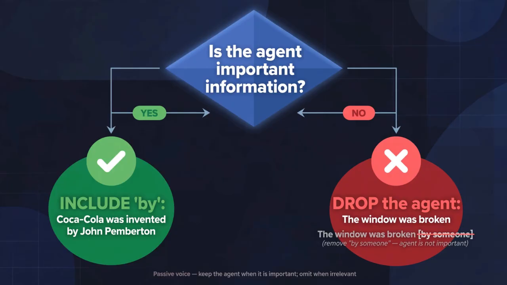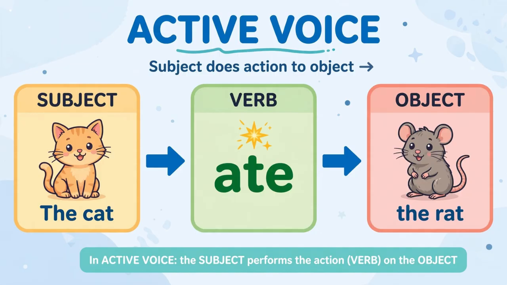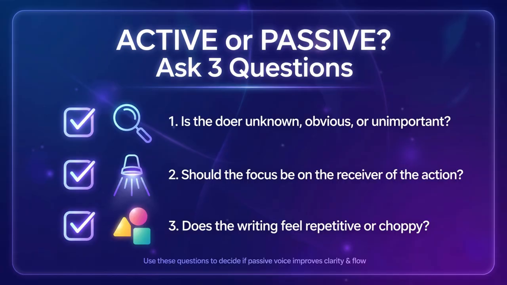The window was broken. We don't know who did it. Coca-Cola was invented by John Pemberton. His name is relevant and adds value. A quick active versus passive checklist. When you're unsure whether to use active or passive voice, ask yourself 3 simple questions. Question 1. Is the doer of the action known, obvious, or important? If not, consider the passive.